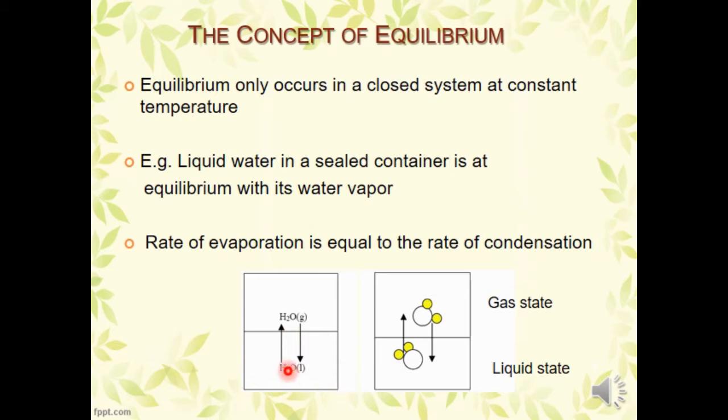So why does it occur in closed systems? If it's in an open system, how would the molecules condense back? It will continuously evaporate without condensing. You won't get equal rates. So that's why the concept is it must occur in a closed system.